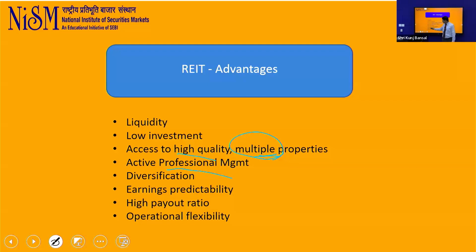Coming back, the other advantage is earnings predictability. So there is a reasonable predictability. As I said, there is no guarantee, but you will keep getting a minimum of 90% of whatever your REIT is generating. The general payout frequency currently being followed by all REITs is quarterly. High payout ratio, 90% we have seen, and operational flexibility. So these are the various advantages of REIT.